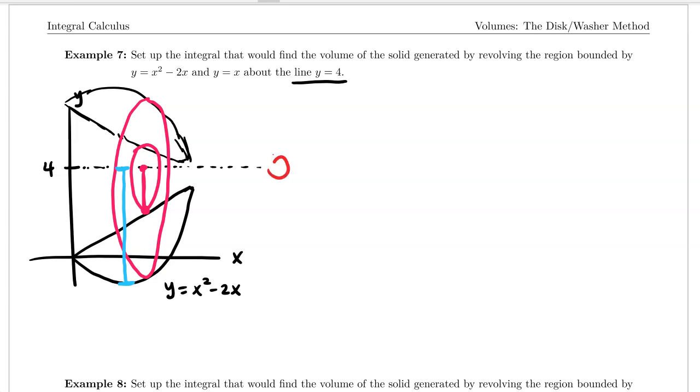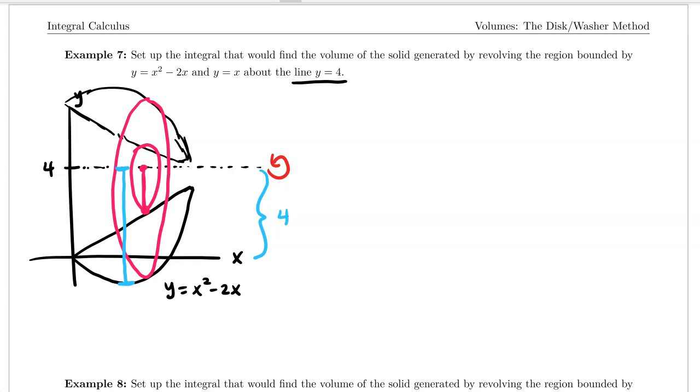I forgot to draw my little rotation symbol. Now what I want to do is calculate some distances. I'm essentially measuring the distance from the line y equals 4 to the x-axis, and that's not changing, so that distance is 4.